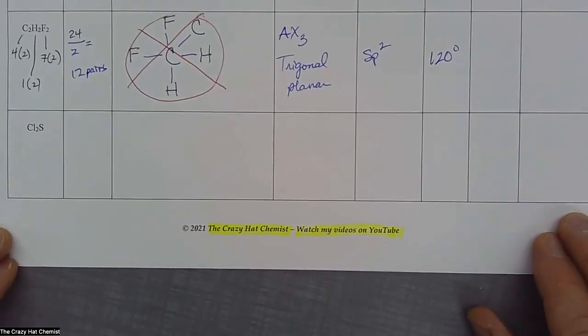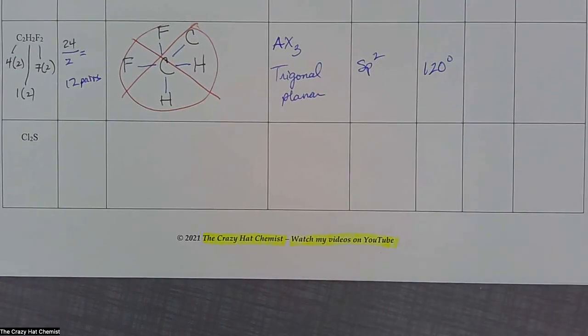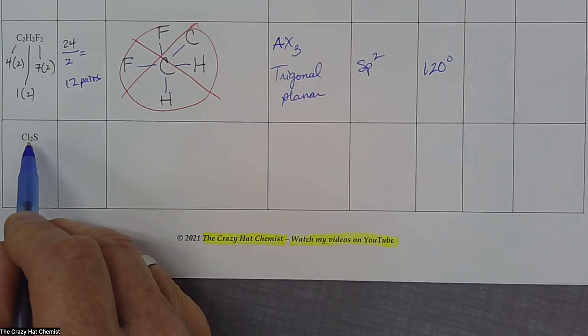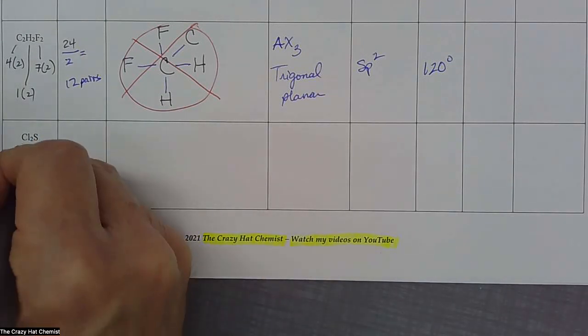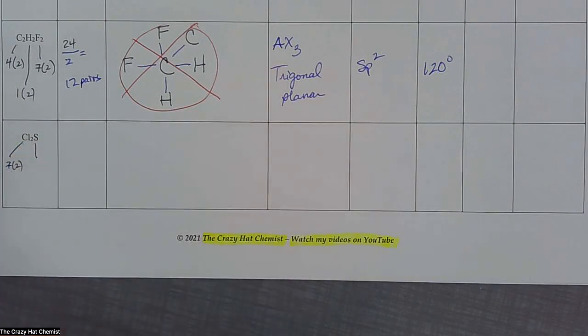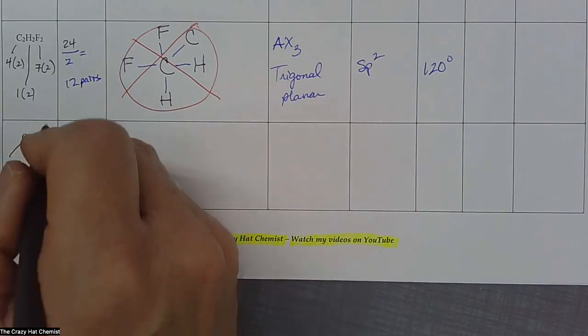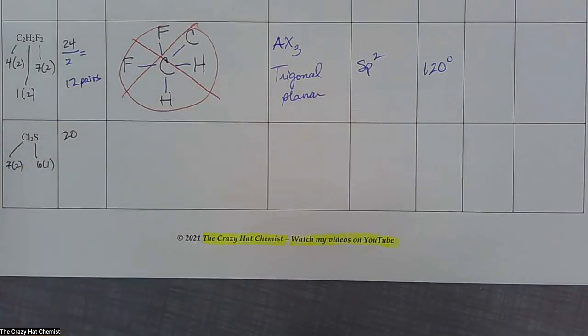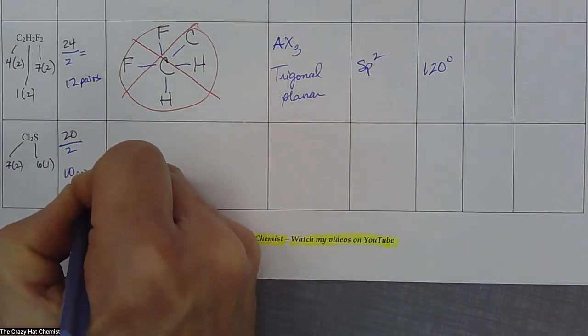All right, so let's see what we can do with this next one right here, and that is the Cl2S. The number of valence electrons in a chlorine is 7, and there's 2 of them. The number of valence electrons in the sulfur is 6. There's 1 of those. That's a total of 20. And we're always going to divide by 2, so we're going to get 10 pairs.